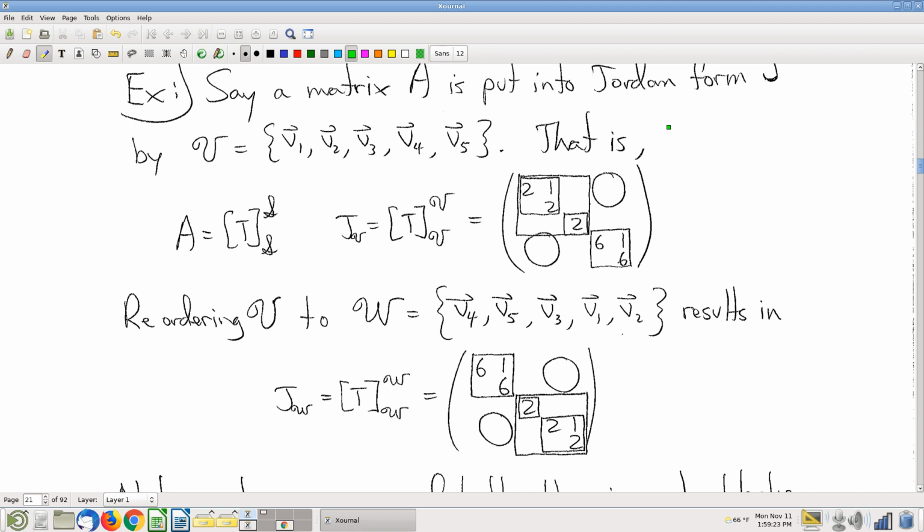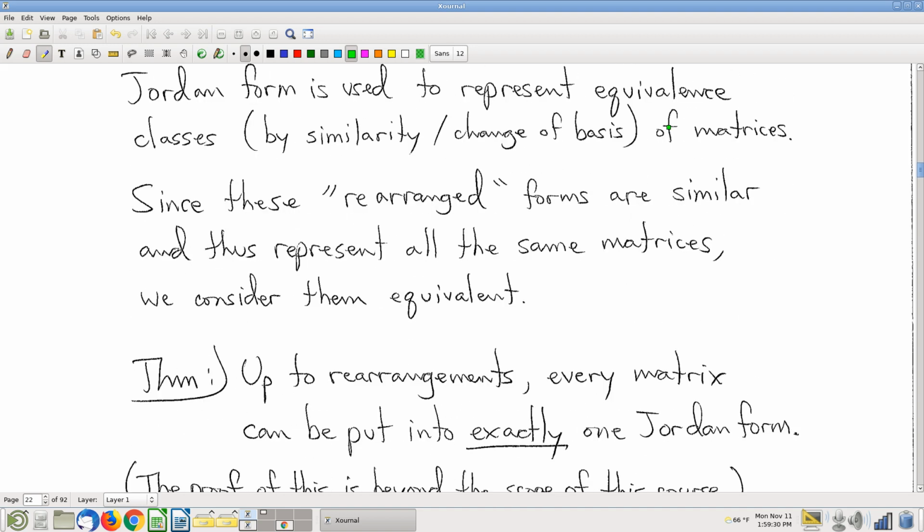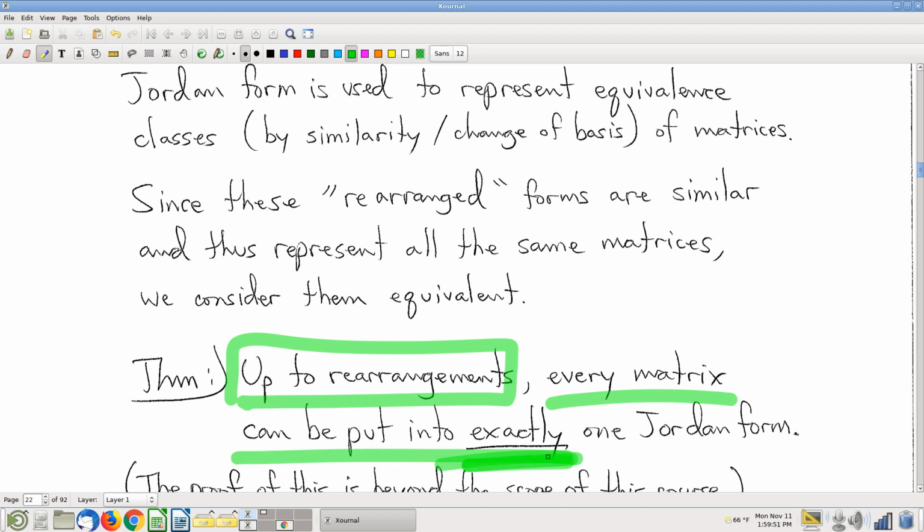So, that's too bad. However, this is the only form of lack of uniqueness. Ignoring rearrangements, ignoring the fact that of course you can shuffle blocks around however you want, just reorder the basis vectors accordingly. That'll shuffle the blocks as we saw on the previous page. So, other than rearrangements, every matrix can be put into exactly one Jordan form. Exactly one.